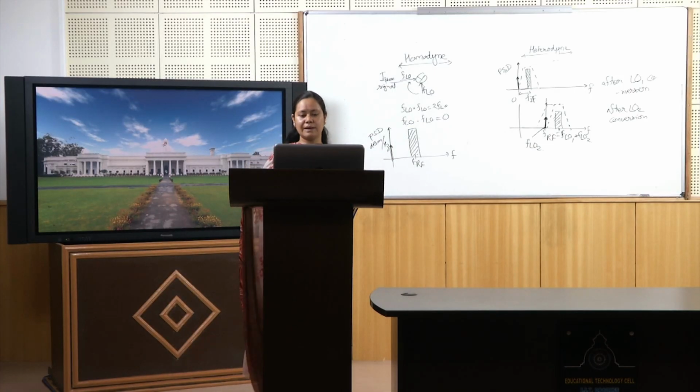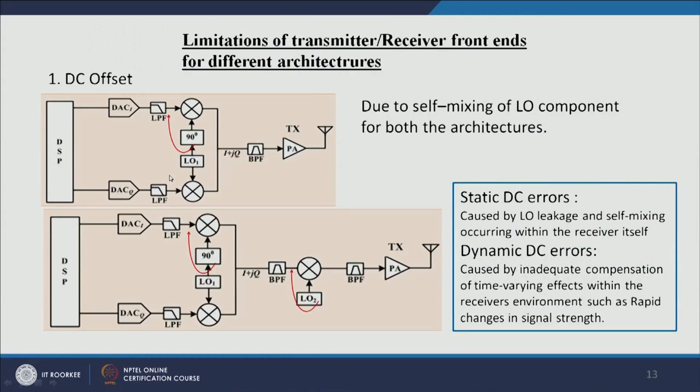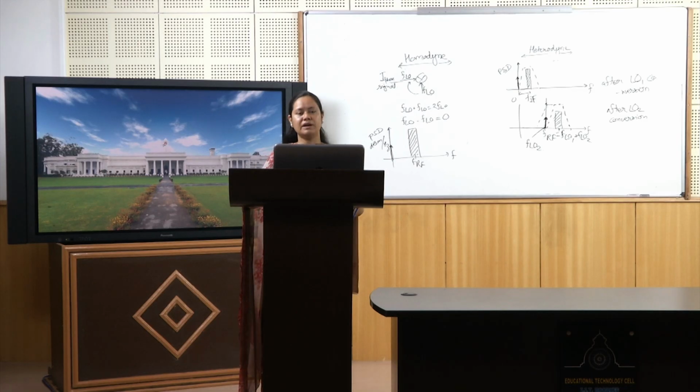So, now there are two types of DC errors. One is caused by LO leakage, self mixing, as I have shown in this example. Another one is dynamic DC errors. It happens when some incoming signal is coming and suddenly its amplitude changes, but our automatic gain controller in the receiver is not able to follow it properly and it stops suddenly. So, there is a jump in the amplitude, and that also brings the DC error. It is called dynamic DC error.